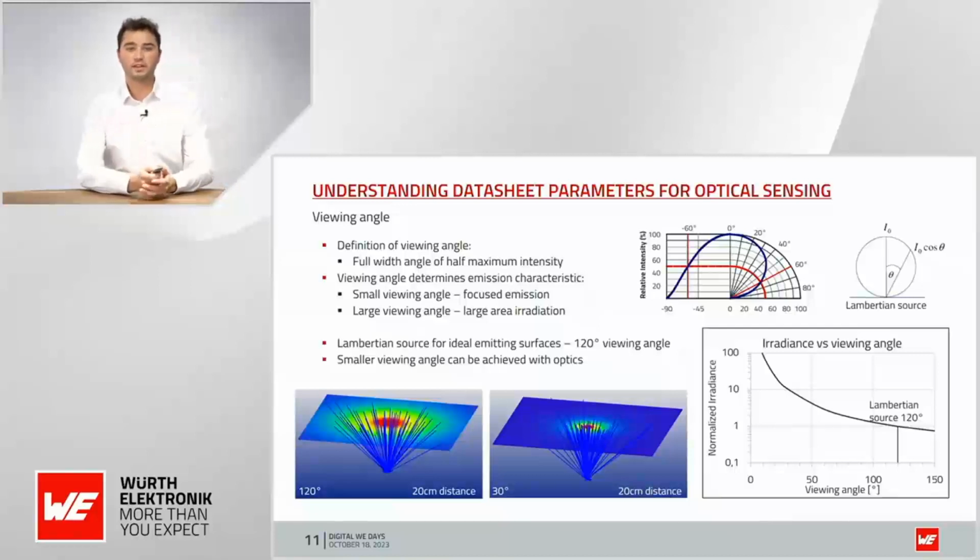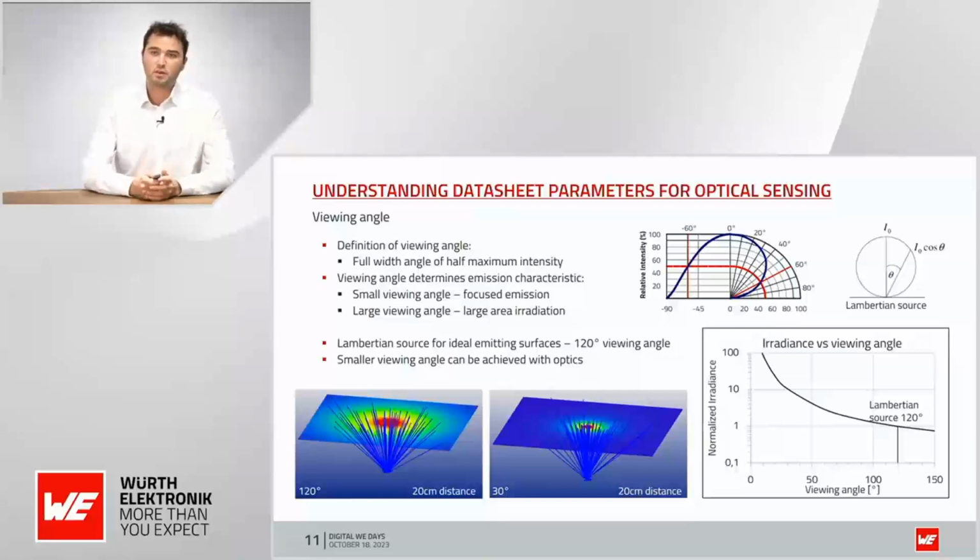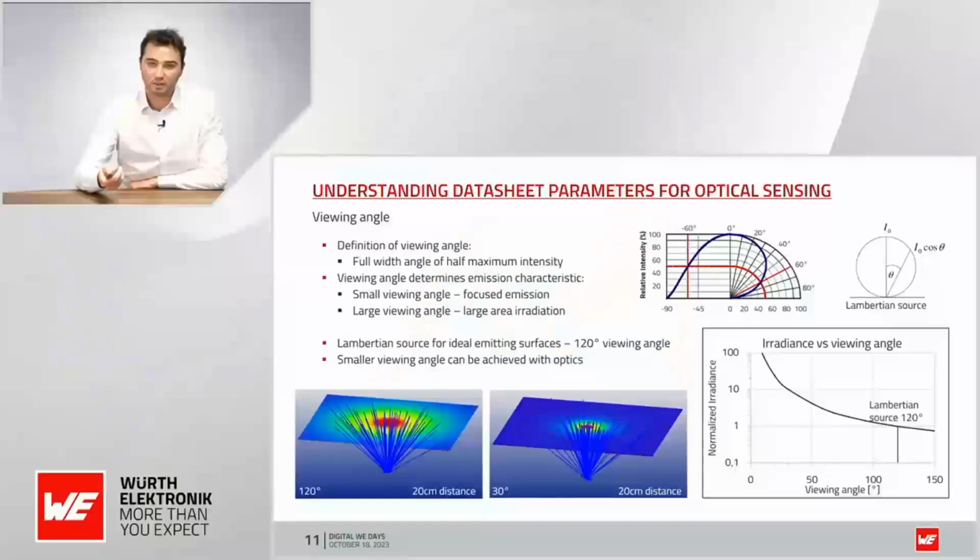So another important parameter for optical sensing is the viewing angle. So what is the viewing angle? It's actually the angle, in which direction the LED or the emitter emits light. So you can imagine one LED emitting more light to the front, or an LED that's emitting more light to the sides. Maybe it's wider, or it's more focused. And the viewing angle is basically a measure for this.